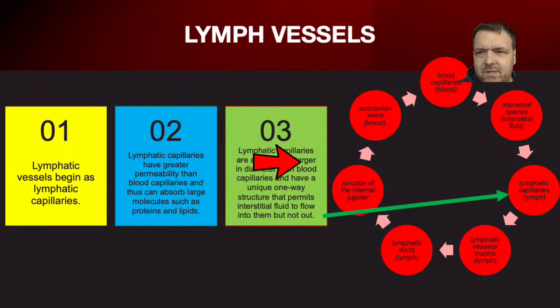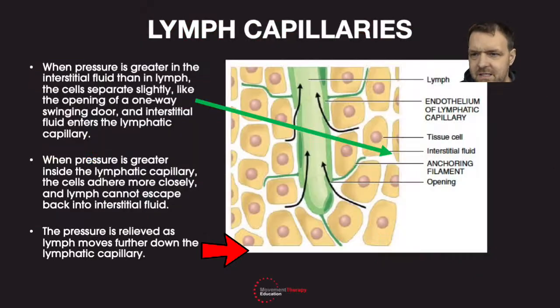So here we go. Slightly larger in diameter than blood capillaries, and they also have a one-way system. Very similar to the veins, where they've got a valve network. It's not like an arterial wall, which is muscular, which pumps the blood. This relies on the structures around it to squeeze the lymphatic fluid through the system. Okay, so that's what we'll have a look at.